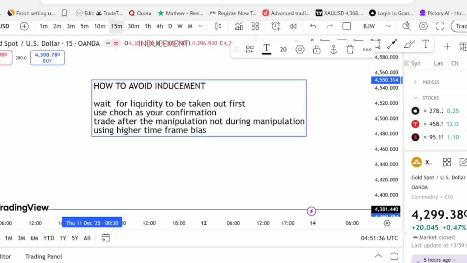You want to know that if there is no structural liquidity, what is resting right there is inducement. It's going to take everything out, mitigate you and you lose your money. So wait for structural liquidity and also wait for confirmation before you enter a trade, especially if it's a news trade or if the market is very volatile.